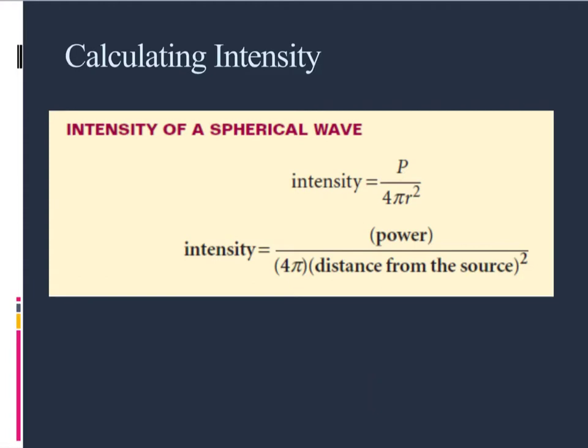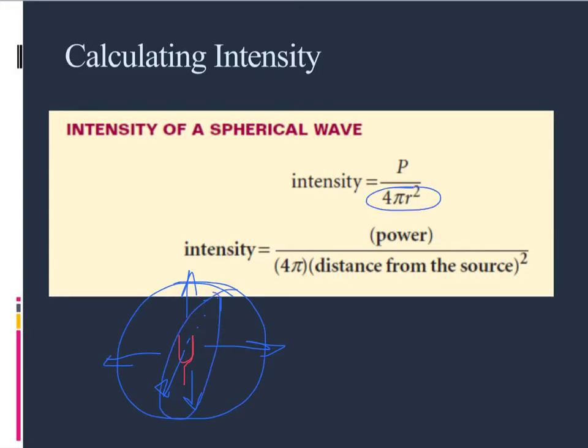So let's look at an equation. What that ends up being is intensity equal to the power, and remember, power goes out as a spherical wave, right? So if our source of the wave is here, it's going to go out in this direction, and also towards us and behind. It goes in all directions. So anytime you have a sphere, we end up with an area that is this. So that's how we get this 4 pi r squared.